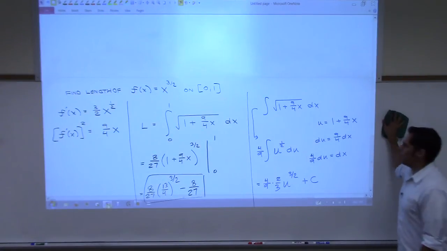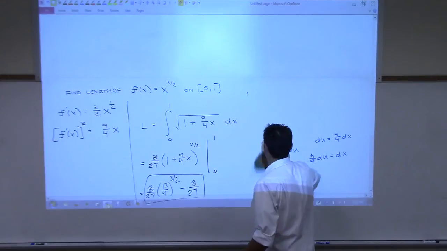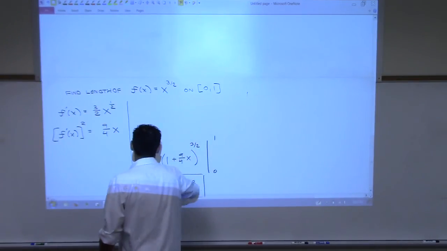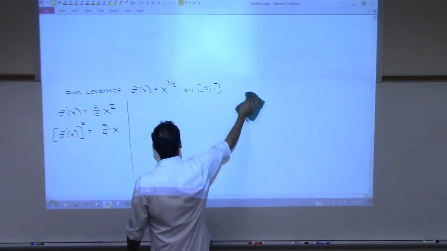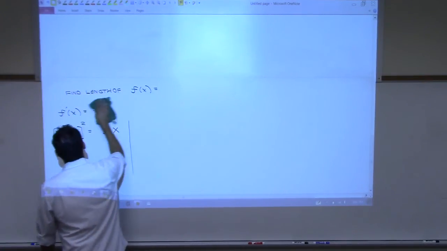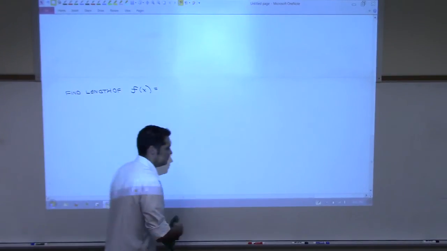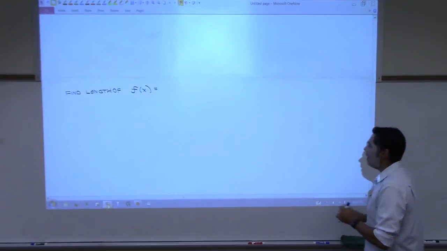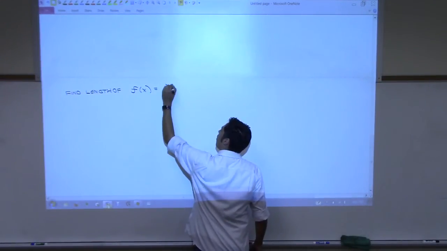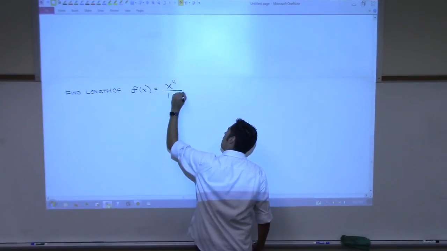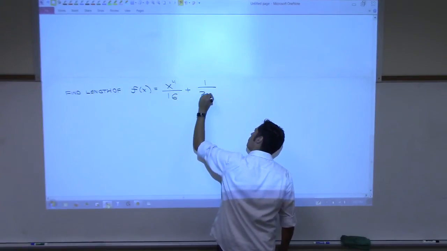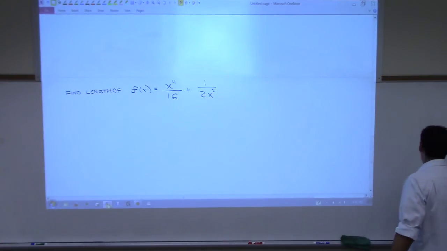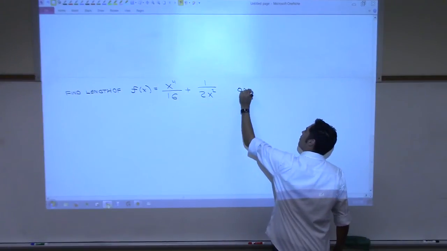Let's do something a little harder. This next problem always seems to find its way onto my test. I'm not quite sure why. I just enjoy this type of problem. Okay, x to the fourth over 16 plus 1 over 2x squared. Let me double check that. Yes. Remember, I said these have to be picked very special in order for them to work.